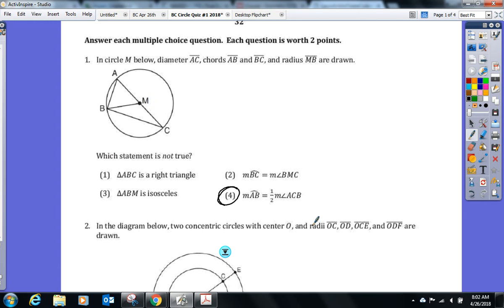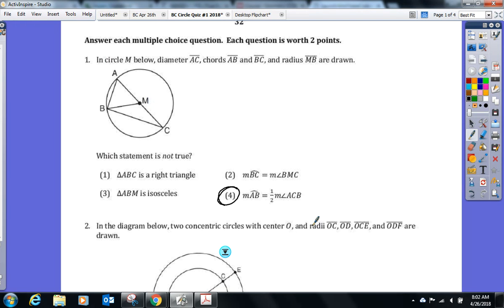I think some of you just processed in your mind, I see a half, I see an inscribed angle, it's true. But remember, the angle is equal to half the arc. So I would need to put the 1/2 over with arc AB for it to be true. Let's go through. Why is this one true?